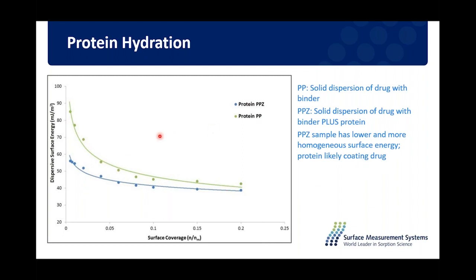This is basically a solid dispersion with a drug and a binder, and then one has a drug, a binder, plus a protein. We can see that the sample with the protein has a lower surface energy. The drug with the binder is in green. When we add the protein, we can see we've changed what's available on the surface, so the surface chemistry has changed significantly. Maybe the protein is coating the drug and the binder, so therefore it's no longer on the surface. It's now buried into maybe the bulk of the sample.